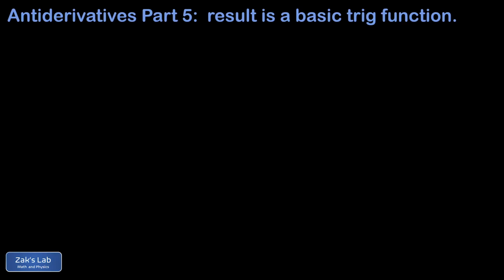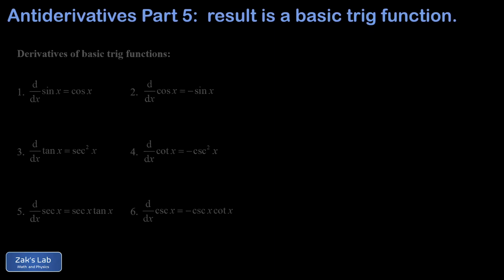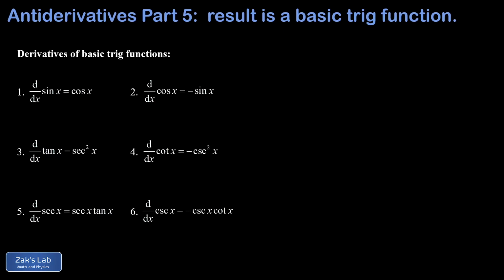This video is the fifth in a short series on antiderivatives and indefinite integrals, and this time we're going to discuss antiderivatives that result in the basic trig functions. So all we're trying to do here is recognize the derivative formulas backwards for the basic trig functions sine, cosine, tangent, cotangent, secant, and cosecant.